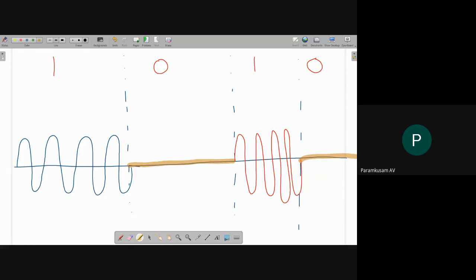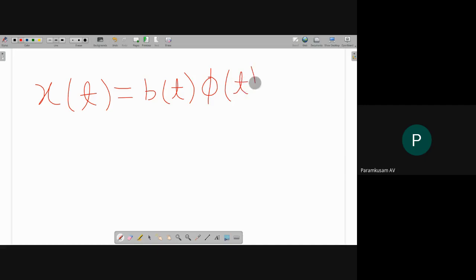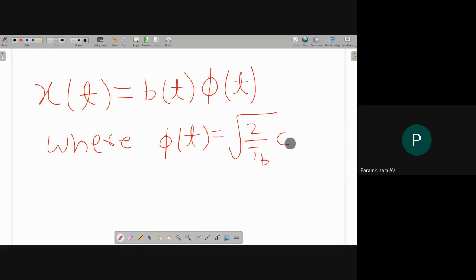Now next, how do you generate ASK signal? Simply x of t is equal to b of t into phi of t, where phi of t is equal to root over 2 by TB cos 2 pi FCT.